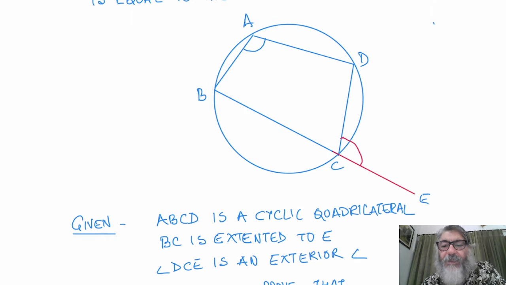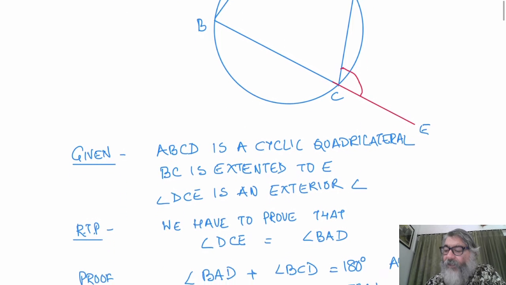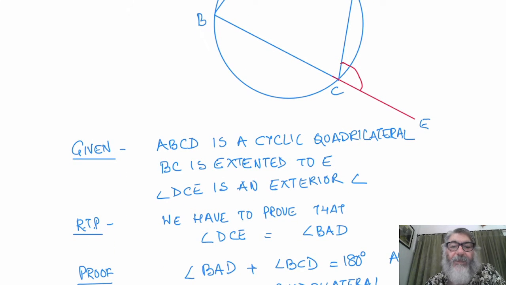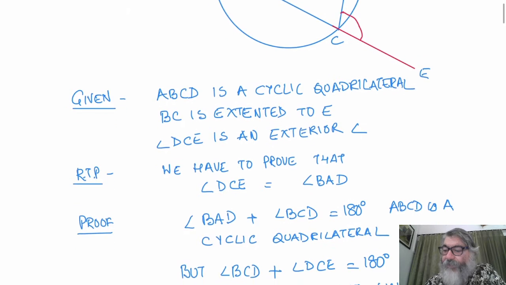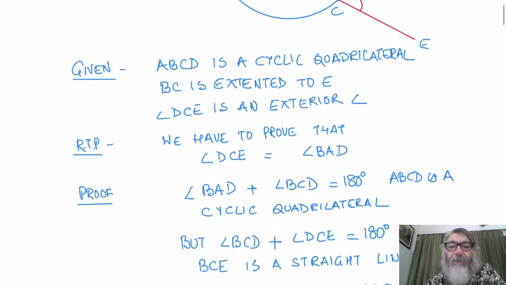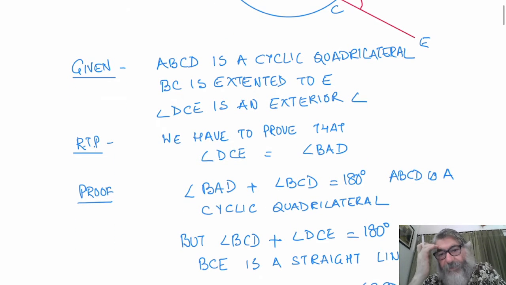It is just the extension of the previous theorem. It is very simple to prove. Like he has given, ABCD is a cyclic quadrilateral, BC is extended to E, DCE is an exterior angle. Whenever you extend one side of any figure, then obviously an exterior angle is formed. We have to prove that DCE is equal to BAD. Now what we are saying is, BAD plus BCD will be 180 degrees.